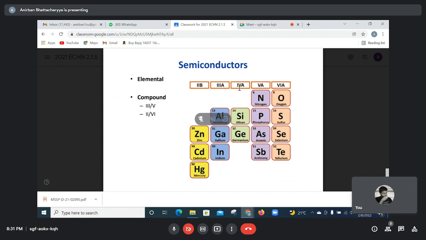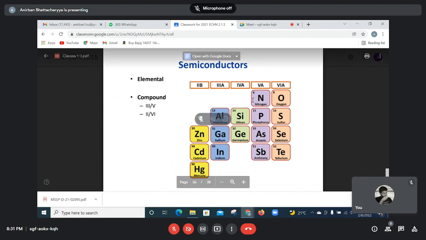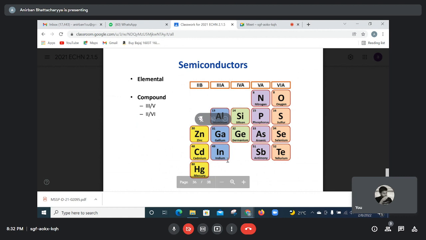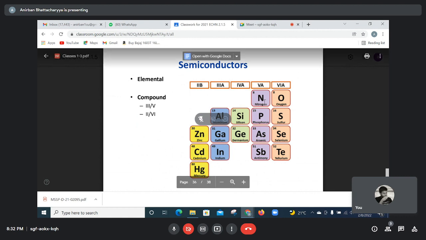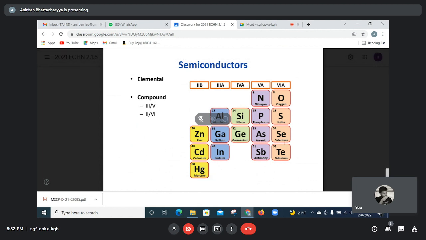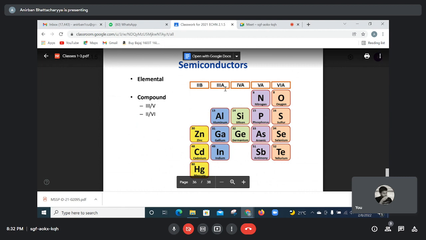If you can see the group 4, right? Silicon and germanium are the natural semiconductors, and then you have aluminum nitride, aluminum phosphide, aluminum arsenide, aluminum antimonide, gallium nitride, etc. So these are the 3-5s, and then the 2-6s are zinc oxide, zinc sulfide, etc. So these are also semiconductors. Can you see that? The group 4, the 3-5s, and the 2-6s.